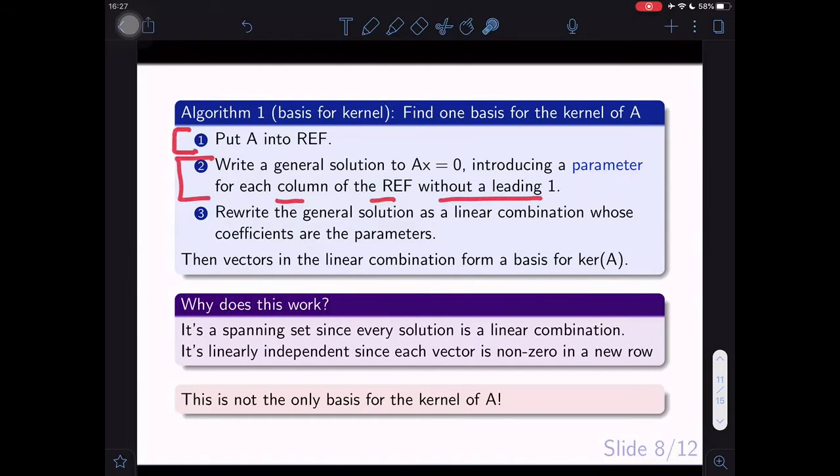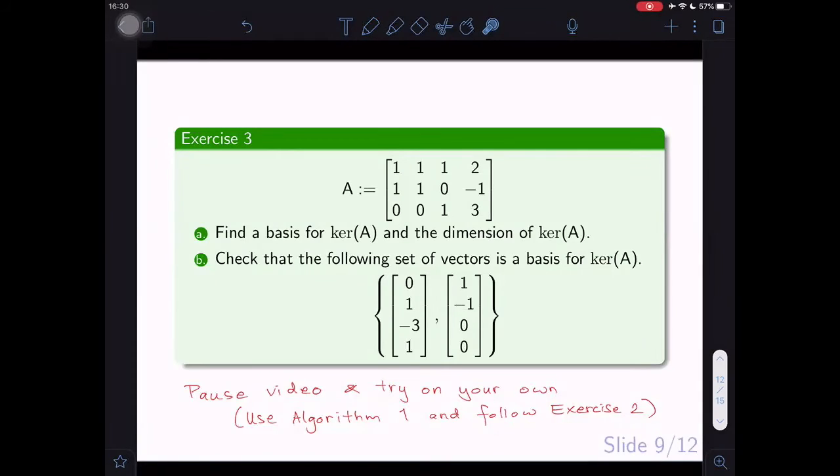So the first two steps are the things that we have been doing since the beginning of the semester. We then rewrite the general solution as a linear combination whose coefficients are the parameters. Then we take the vectors in the linear combination, and following this algorithm, we are guaranteed to form a basis for the kernel of A. Warning: this is not the only basis for the kernel of A, but this is one that is easy to find. I want to now apply algorithm 1 to find a basis for the kernel of this matrix.